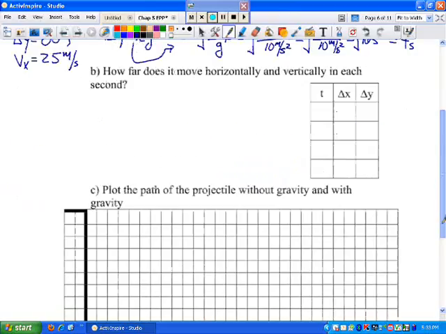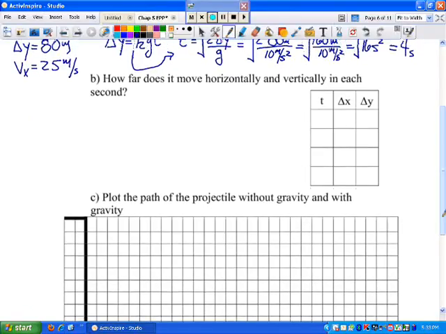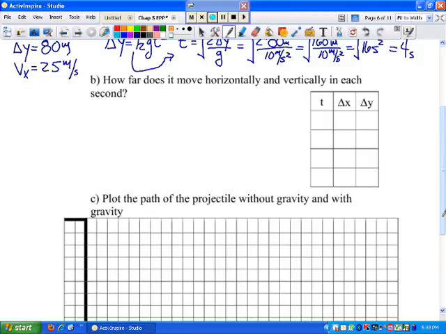Now that we know the time that it takes for our projectile to hit the ground, we can determine its position at each second along the way. By doing that, all we need to know is the time. So we can fill in our chart here with just the times at 1 second, 2 seconds, 3 seconds, and 4 seconds. Now, based on the time and the other given information that we have, we can find the distance that our projectile travels horizontally using our standard Vx is equal to delta x over t equation and rearranging it to solve for delta x.